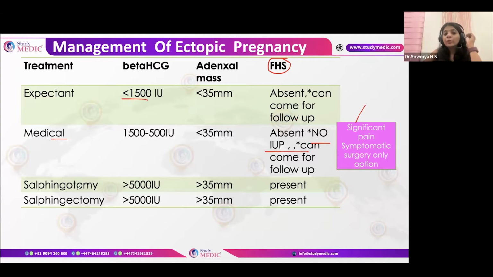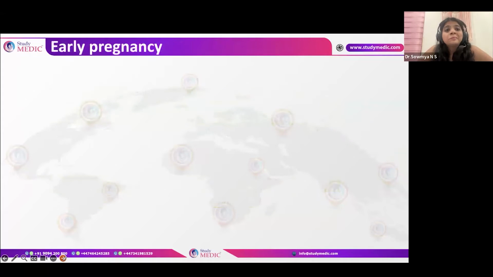Now, when do you choose salpingotomy or salpingectomy? We will be looking into that in the next scenario, next slide. However, if the fetal heart sound is present, that is the indication to go for surgery, because once the fetal heart sound is there, the multiplying cytotrophoblast is so many, you cannot stop it with either expectant or medical management. Okay, so let's move on.